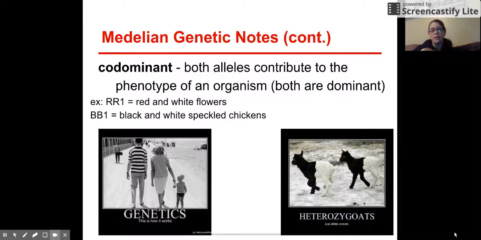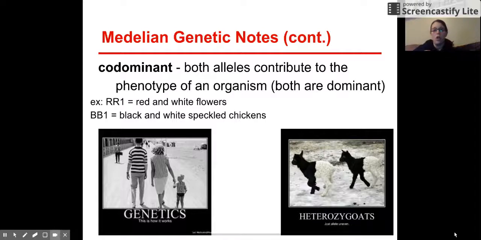So think of it like the two alleles are working together and you see both of them, okay? They both end up being dominant. My definition there says both alleles contribute to the phenotype. So unlike incomplete dominance where they mix together, okay, you're going to actually see both completely in the phenotypes. So they both get to be totally dominant, okay?